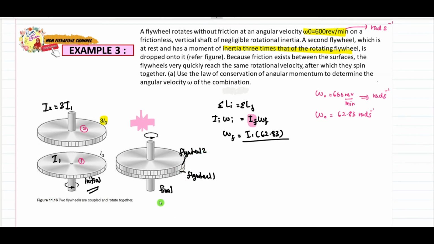Now let's calculate the final moment of inertia. I1 plus I2, where I2 is 3 times I1, so I final should be 4 I1. We can substitute 4 I1 here, and we can cancel I1. Then let's calculate omega final. The answer should be 15.7 radian per second. So we finish example number 3.